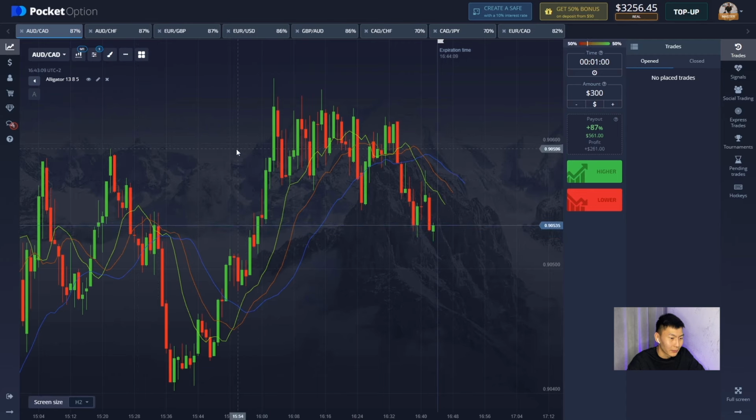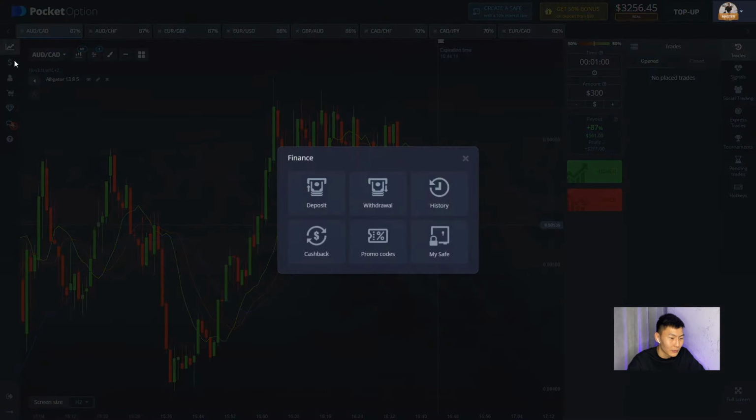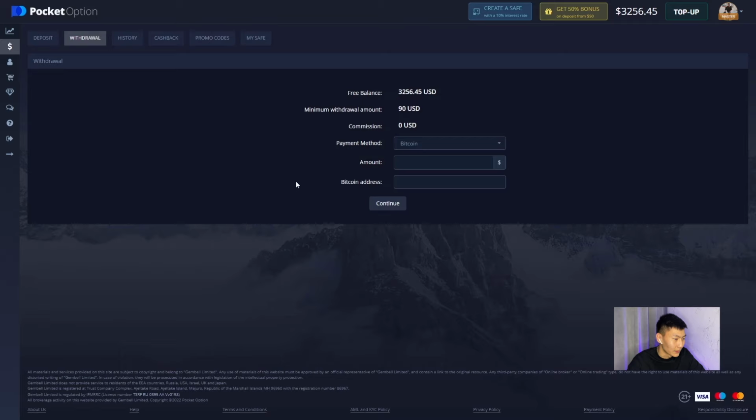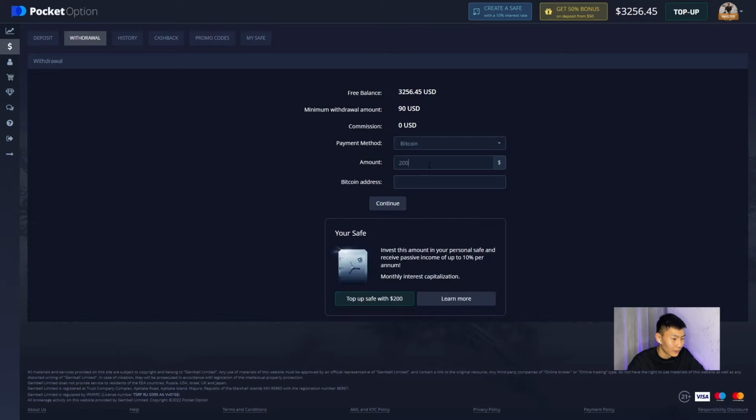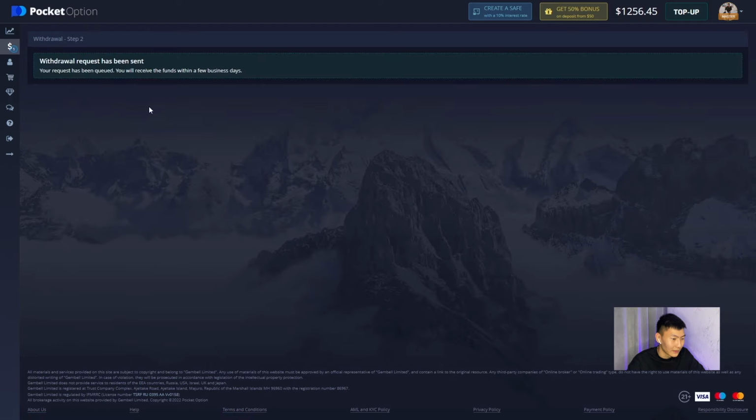We try to reply to everyone, and let's move to the withdrawal. I chose the Bitcoin wallet. Write down $2,000, press the continue button. That's it, guys. The transaction is processing, and it is going to be finished within the day. And that's all for today.